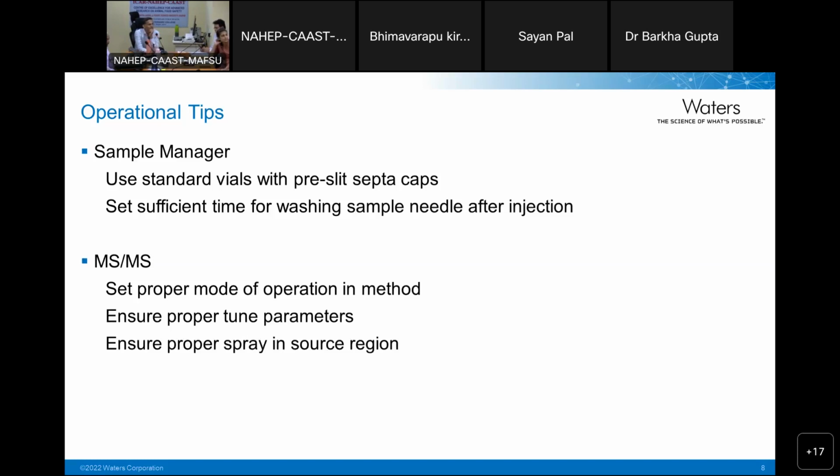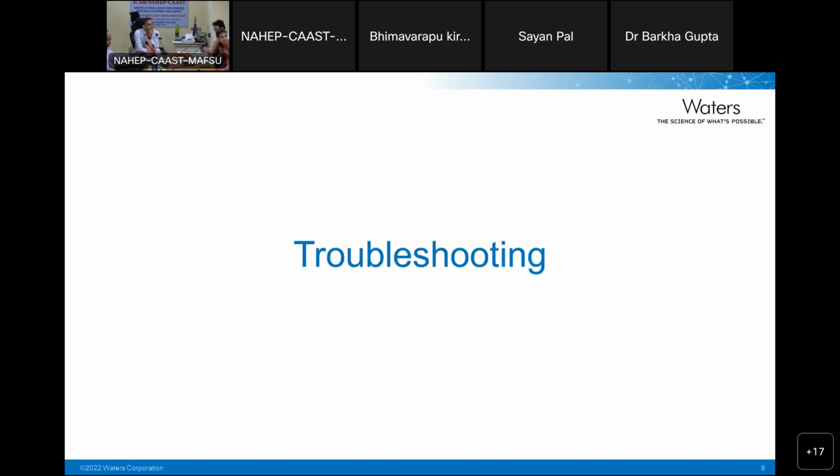And before starting any analysis, ensure proper spray is present in your source region. You can visually see the spray. So ensure that you get the proper spray over there, ensuring that your column flow is going to the MS part. Right? So those were the operational tips which you can take care of before starting any experiment to avoid any failures.